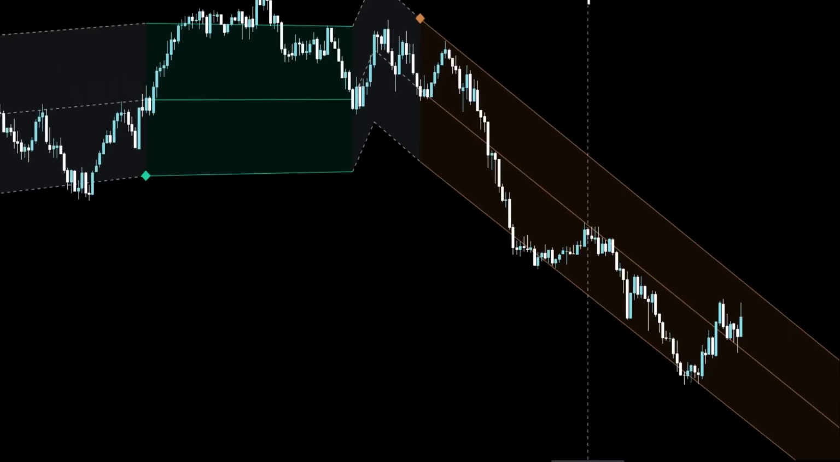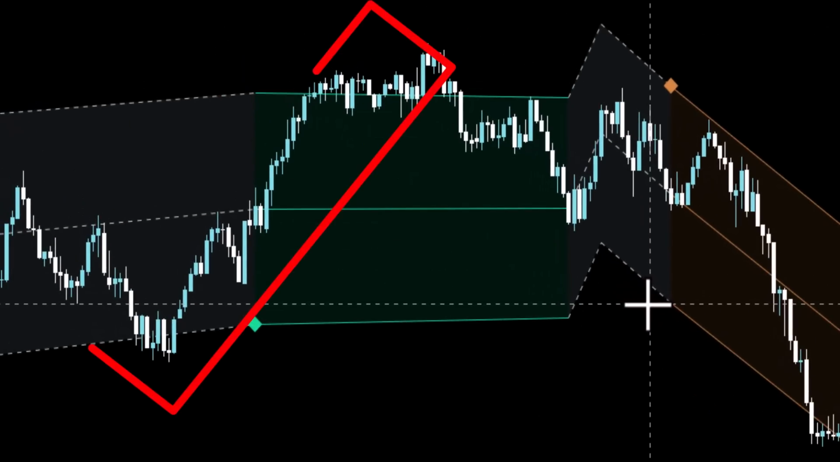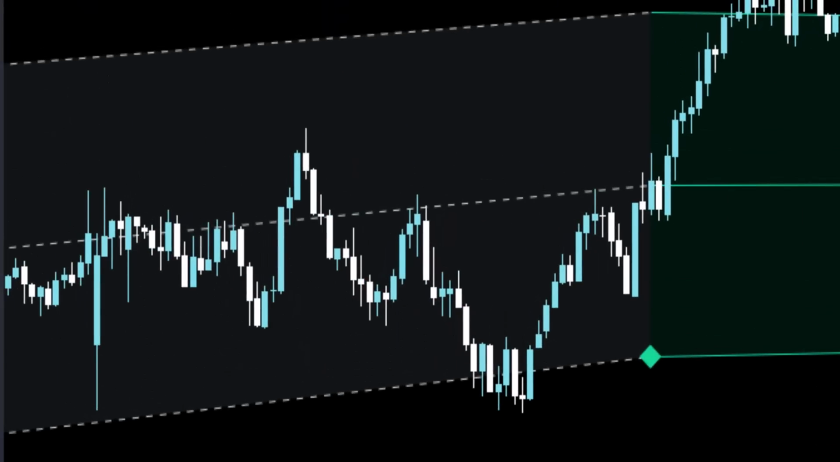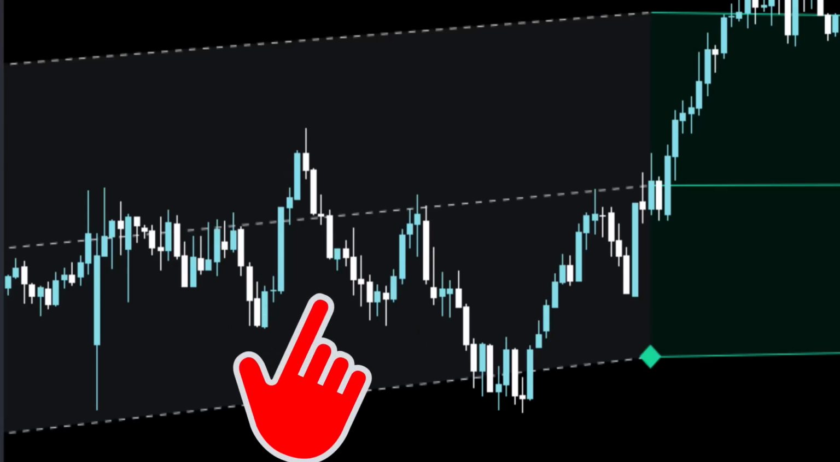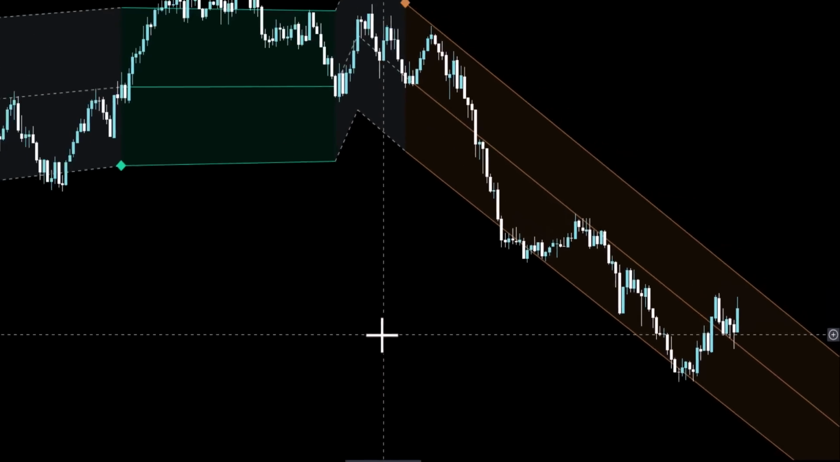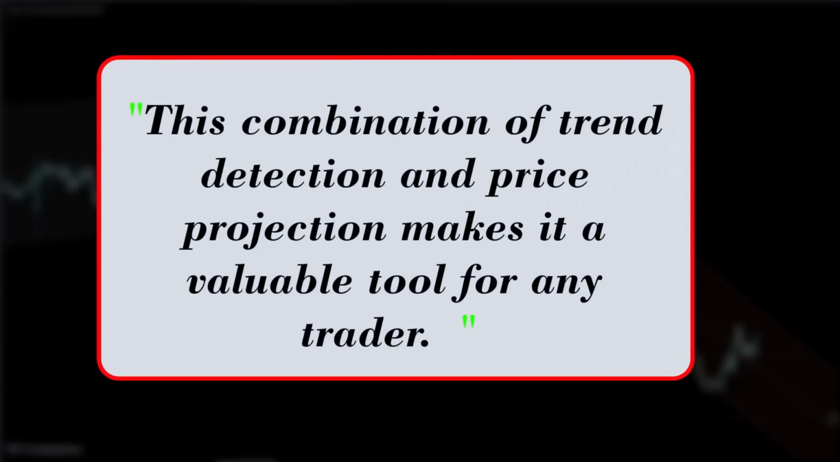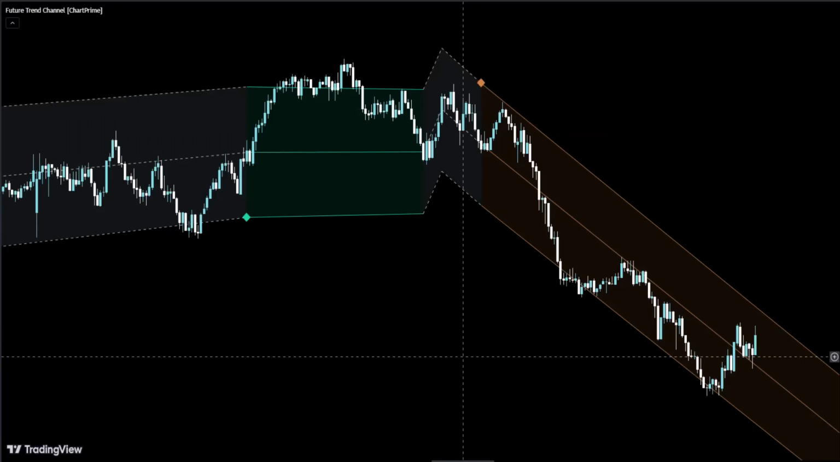Here's how it works. The channels show the direction of the trend, making it easy to see whether the market is moving up, down, or staying flat. When the market slows down and momentum drops, the channel changes to a neutral color, alerting you to possible consolidation. The best part? The indicator can forecast future price levels up to 50 bars ahead, giving you a clear idea of where the market might be heading. This combination of trend detection and price projection makes it a valuable tool for any trader. Let me tell you, these predictions are super accurate, but wait, there's more.